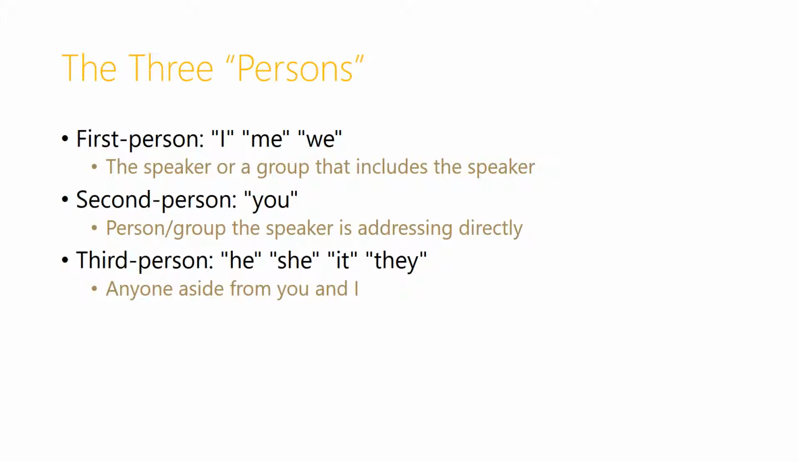But the first person is I, me, or we. By first person, we mean the speaker or a group that includes the speaker. The second person pronoun is you. By second person, we mean the person or group the speaker is addressing directly. The third person is he, she, it, or they. In other words, anyone aside from you and I. Those people are all third person.